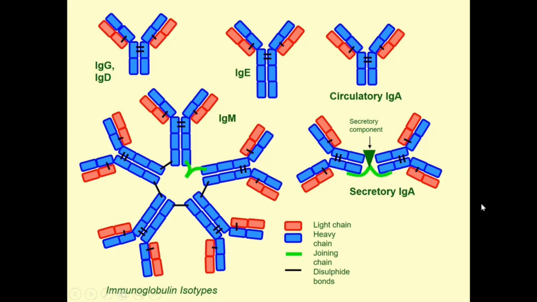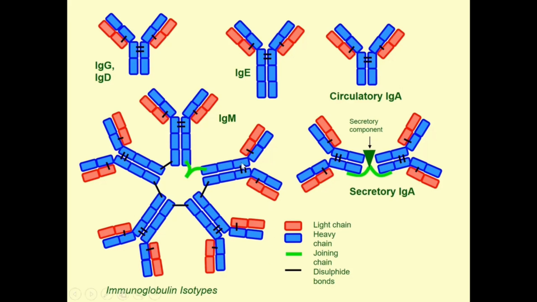IgA can be found as a monomer, just like the Y-shaped molecule, or it can be found bound to another IgA molecule, which we call a dimer. You can find IgA in the mucosal surfaces and secretions of our body, such as our respiratory, urinary, and digestive tracts. And it's also the major immunoglobulin found in our external secretions, like milk and saliva.